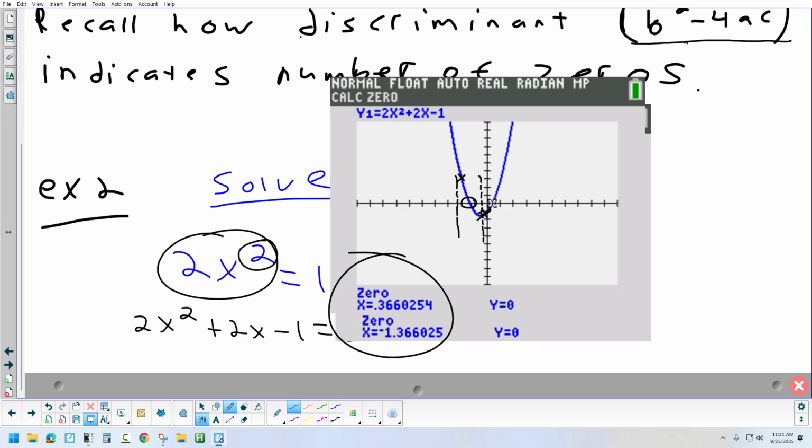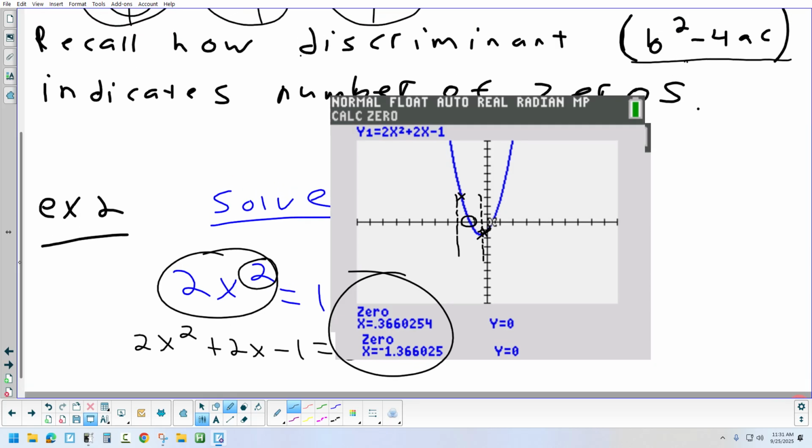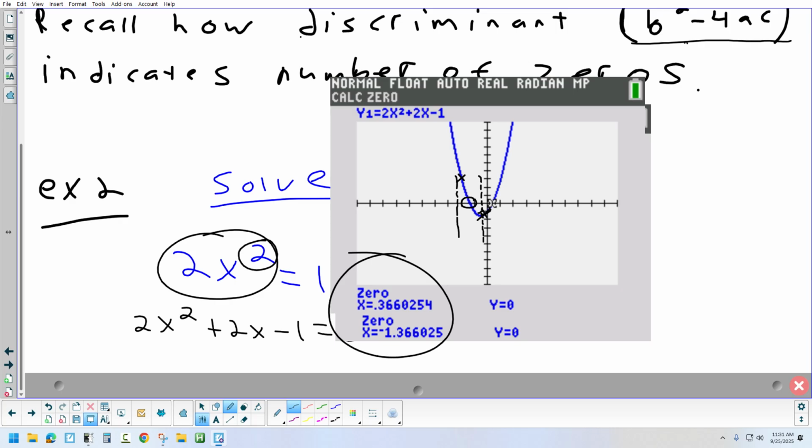Okay. And you got to do it twice because there's 2 answers. You can't do both at the same time. All right. So any question on how to calculate a 0?